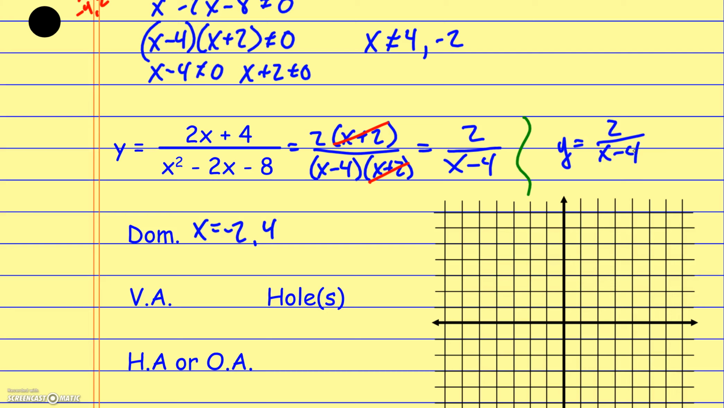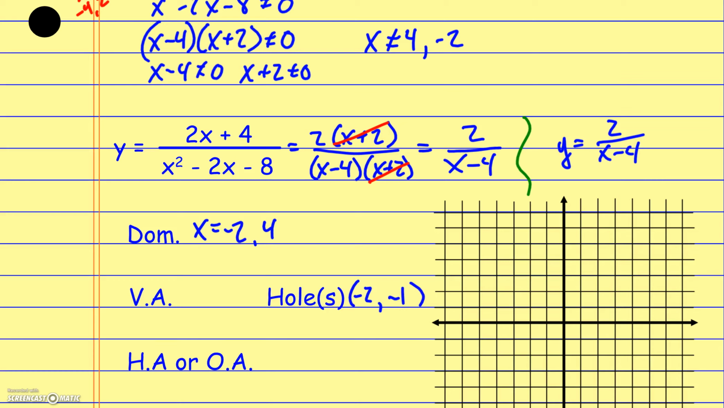So now I look at each domain restriction. It's either a vertical asymptote or a hole in the graph. The negative 2, this first domain restriction, came from the x plus 2, which got canceled out, which means that is my hole in the graph because it got canceled. To find the other half of the hole in the graph, I have to plug it into this simplified version. When I plug a 2 in there, I get 2 over 2 minus 4, which is a negative 2, and 2 divided by negative 2 is a negative 1.